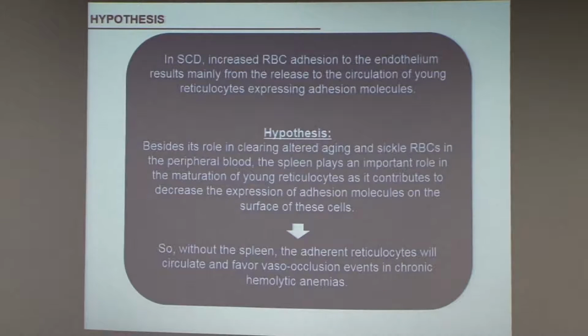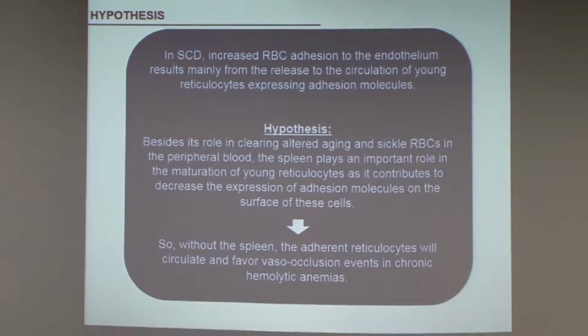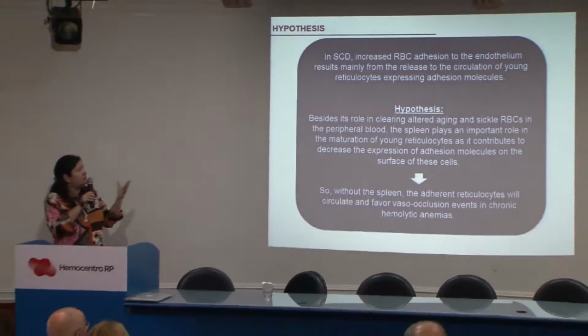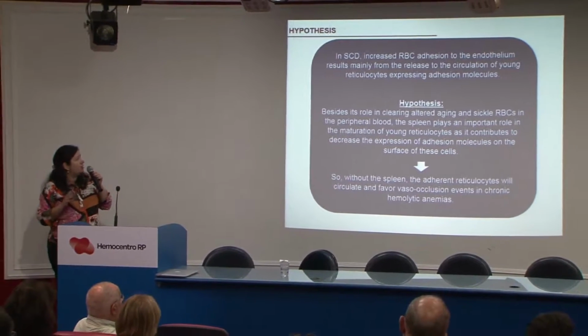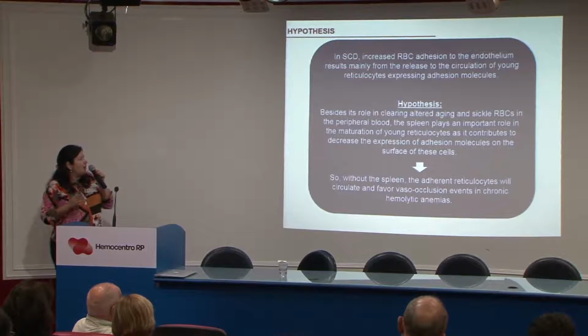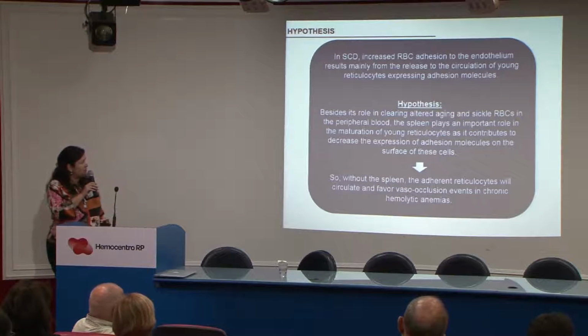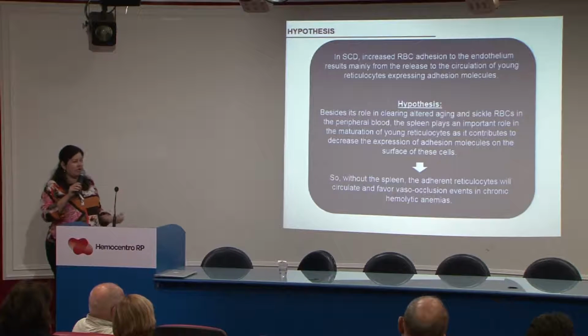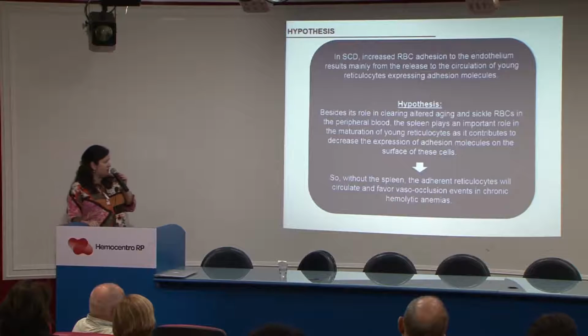So, the hypothesis of our project: in sickle cell disease, increased red blood cell adhesion to the endothelium results mainly from the release into the circulation of young reticulocytes expressing adhesion molecules. So, besides its role in clearing altered aged sickle red blood cells in the peripheral blood, the spleen plays an important role in the maturation of young reticulocytes, as it contributes to the decrease in the expression of adhesion molecules on the surface of these cells.